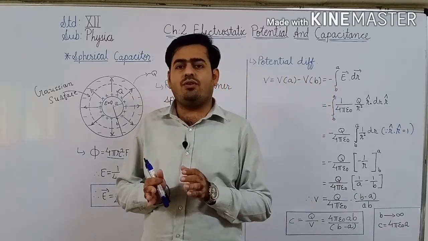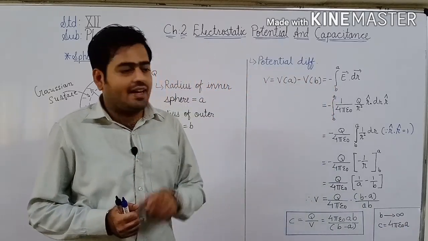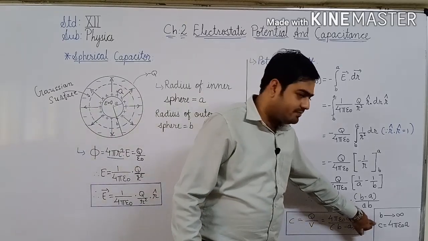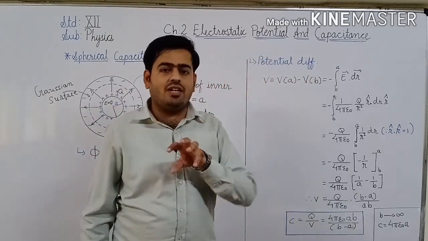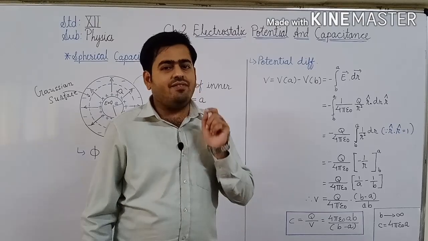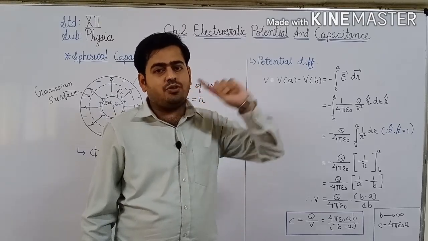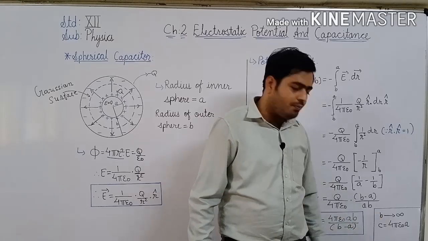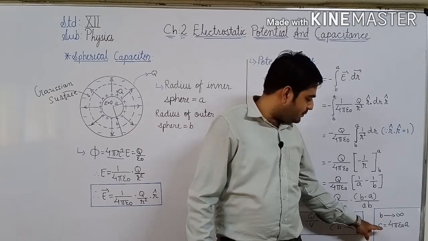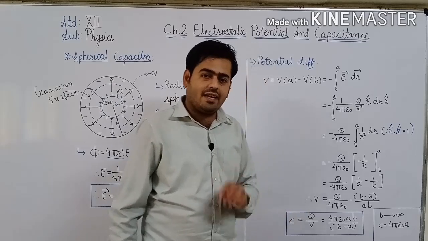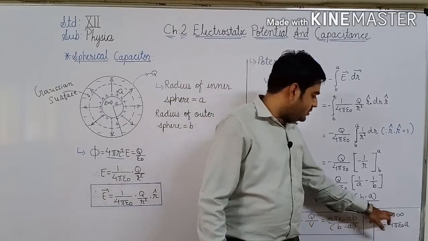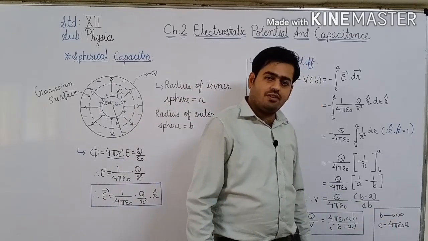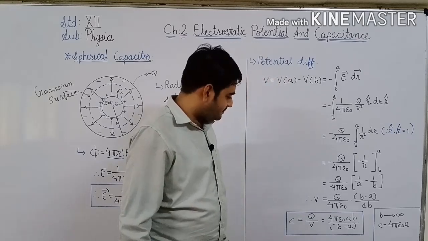When we are considering only one spherical conductor, at that time we can use this formula. Because when we are considering only one spherical conductor, at that time we take the second spherical conductor to be at infinity. So, C is equal to 4 pi epsilon naught A. This is the formula for spherical capacitor when B tends to infinity.